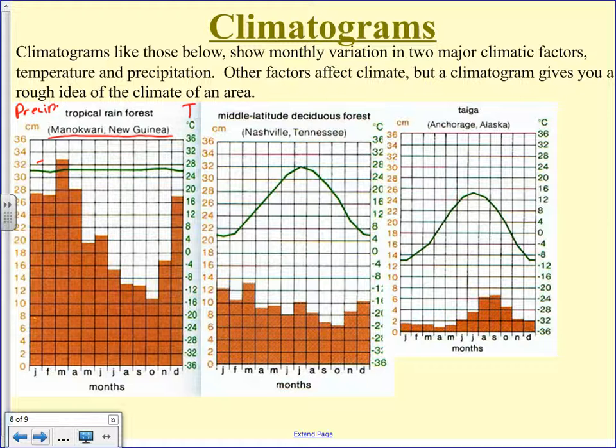The red is the precipitation. So there's a bar graph for precipitation, and there's a line graph superimposed on that that shows us temperature. Okay, and that's how a climatogram works. And it shows it month by month. Okay, so we see down here we've got the months.